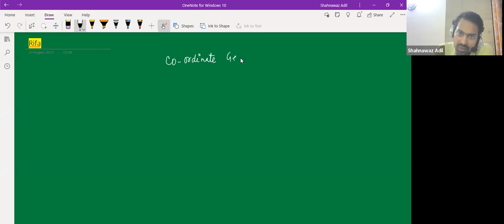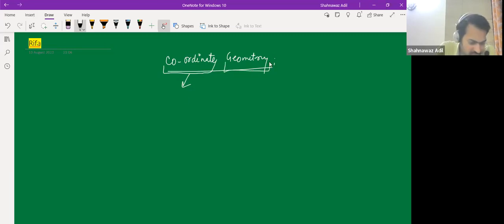Okay, so the coordinate geometry, right? There are two things in here: coordinate and then geometry. So what do we mean by coordinates? First let us talk about the dimension. Let's say that we have a line. If I scale this line, right?